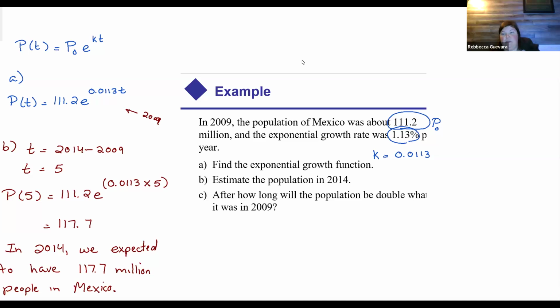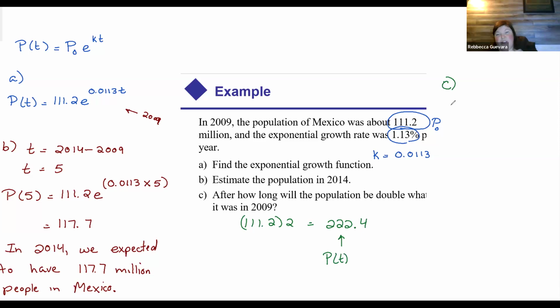So we're going to do pretty much all of the C over here. Let me explain C. C is asking how long until my population doubles what it was in 2009. In 2009, we know that it is 111.2 million. If I double that, I'm going to have 222.4 million. So this is going to be my P(t).